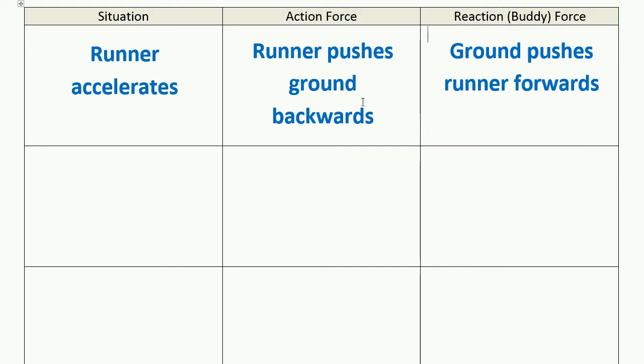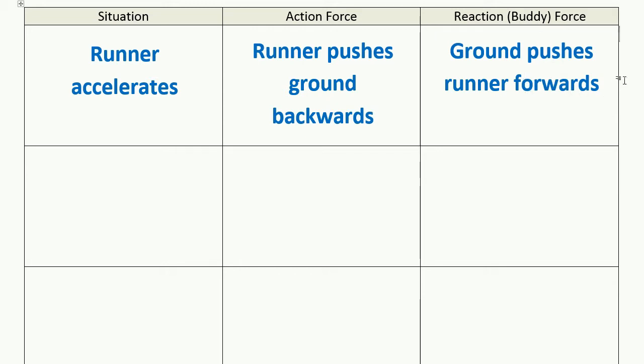If you think about it, it's kind of weird that if you want to go forward, you push the ground backwards. Wouldn't that just make the ground go backwards? Well, we can get into that, but it actually does a tiny, tiny bit. But because of Newton's third law, if you push the ground backwards, it's going to push you forwards, and that's why you start to speed up.